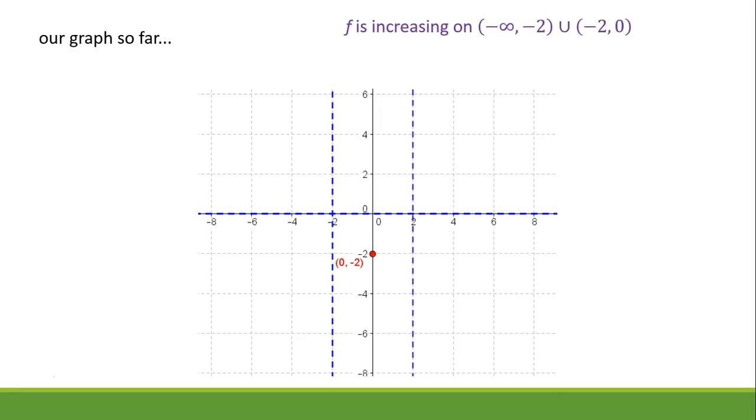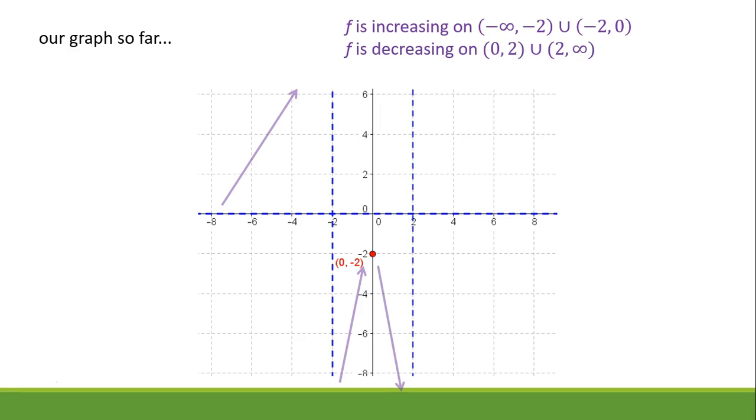So if we think about where our function's increasing and where our function's decreasing, we know it's increasing from negative infinity to negative 2, and also from negative 2 to 0. And then it's decreasing from 0 to 2, and from 2 to infinity.